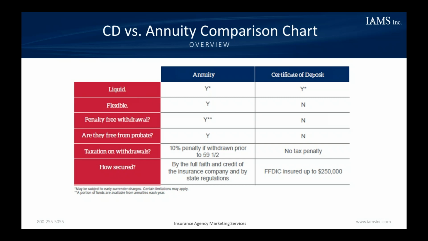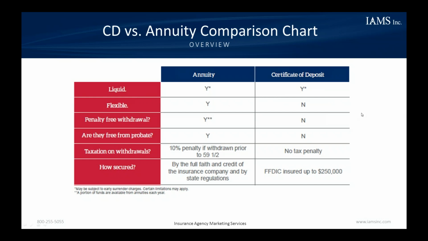Talk about liquidity. Annuities are liquid in their flexibility of withdrawals. Certificates, you can get money out. There will be a penalty, but they're relatively liquid. Flexible, what they mean here is flexible premium.